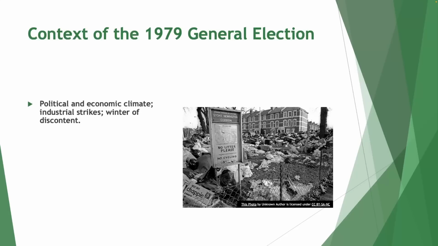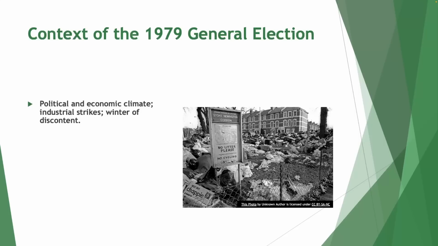So the political and economic climate of the period of 1979, of course, cannot be spoken about without thinking about the major issues associated with industrial action and the winter of discontent. The UK during the 1970s had faced a number of significant economic issues. One of these was the issue known as stagflation. This is the idea of having high inflation coupled with high unemployment, as well as frequent industrial strikes.